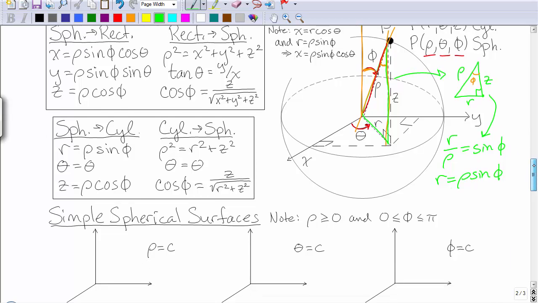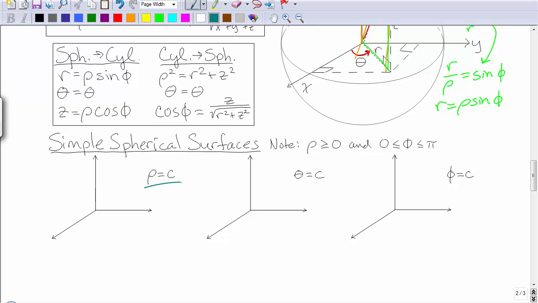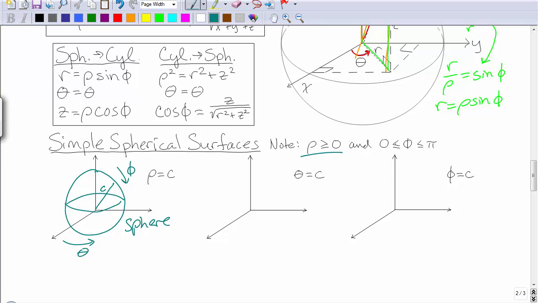So let's take a look at the simple spherical surfaces. So let's say we have rho equal to a constant. If rho is equal to a constant, that just gives us a sphere, because we have a fixed radius, c in this case, but theta is allowed to take on all possible values, and phi is allowed to take on all possible values. Note that rho is restricted to values that are non-negative. Phi is restricted to values between 0 and pi. We do not need phi to go all the way to 2 pi, because theta will go from 0 to 2 pi.